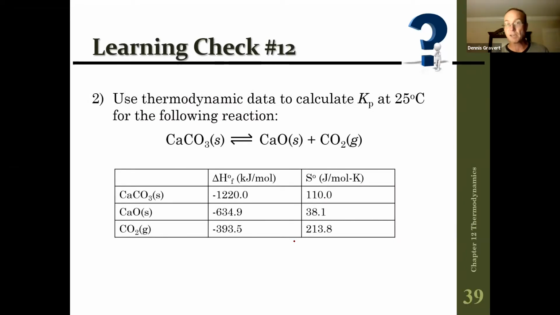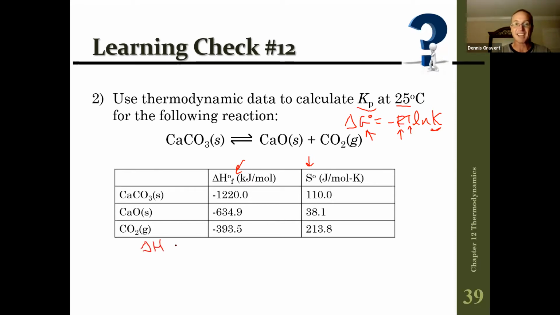Use thermodynamic data to calculate Kp. Okay, so this one takes more effort because we want Kp. So we're going to use this one. We got 25, so we know the T. We already know the R, that's 0.008314. We need this number so we can find K. We don't get that number. We get delta H and S, right? So we're going to have to use Hess's law twice, right?